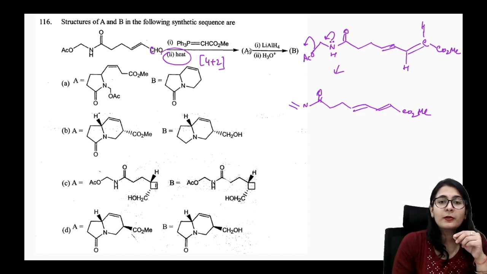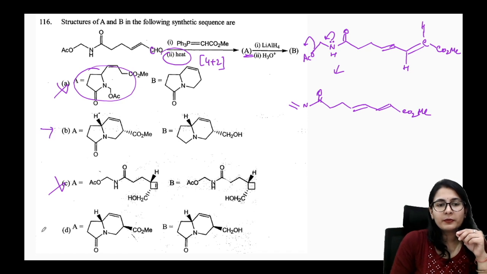Diels-Alder reaction, option number A, will give you one 6-membered ring, which is not present in A. So this is wrong, which is not present in C. This is also wrong. It could be anything from B and D. So we are going to move onwards with that.